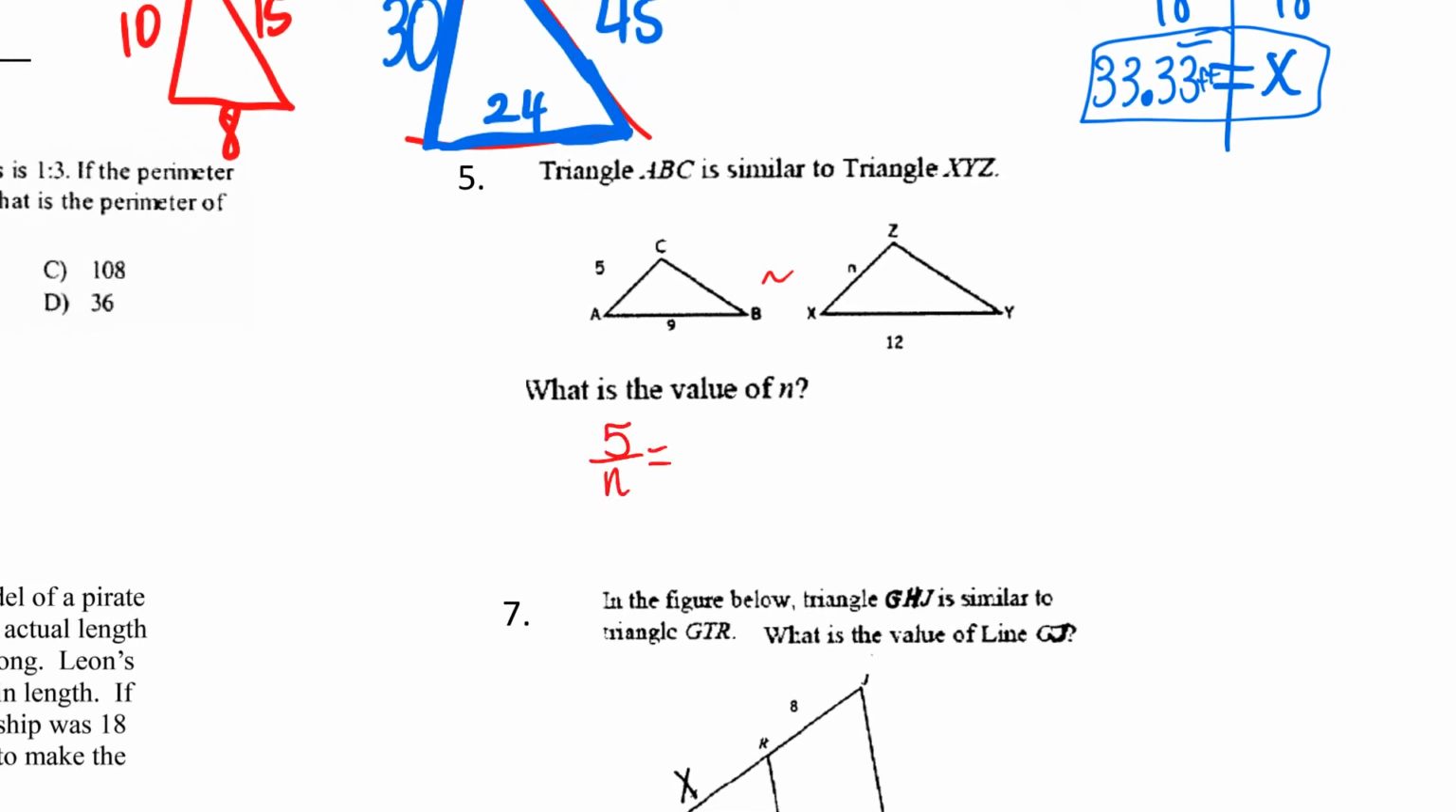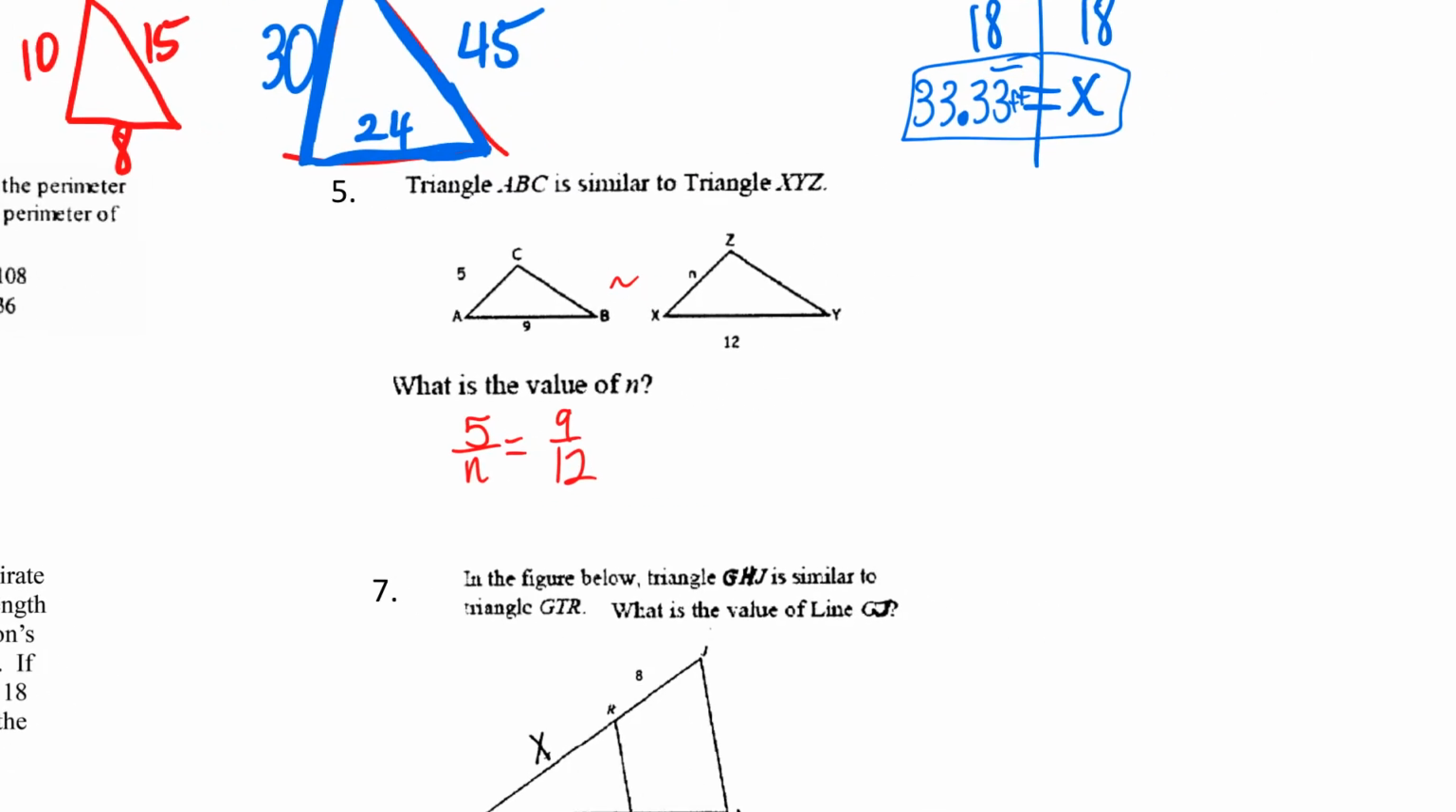5 is to n as 9 is to 12. Okay, that's one way to set it up. Like I've said through this whole unit, there's always more than one way to set it up and get the right answer. There's more than one way to set it up to get the wrong answer. But there's always more than one way to set it up to get the right. So let me give you one more way that would work. If you said 5 is to 9 as n is to 12, that's another way that would work perfect.